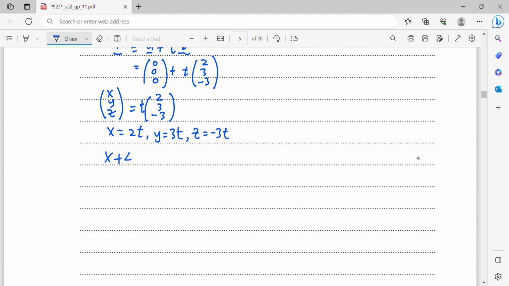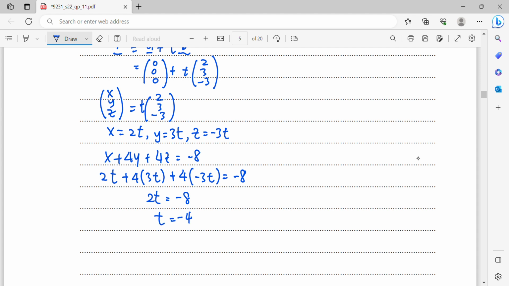So x plus 4y plus 4z is minus 8. So now replace, because they are intersecting. When intersecting means that you are solving the simultaneous equations. So 2t plus 4 of 3t plus 4 of negative 3t equals negative 8. On the left hand side you will get 2t because the second and third terms will be cancelled off. Then the right hand side is minus 8. Therefore my t is basically minus 4.